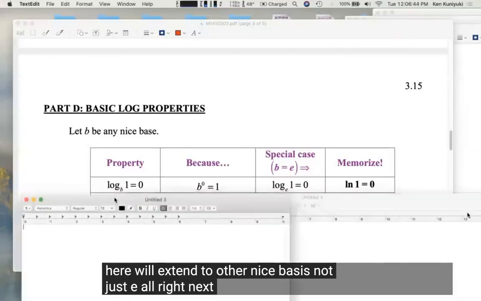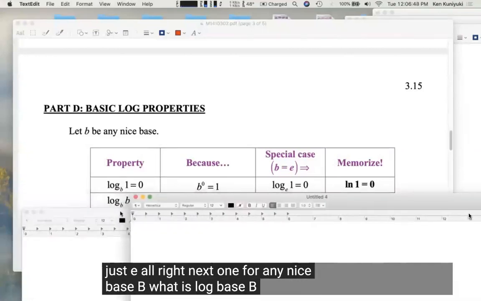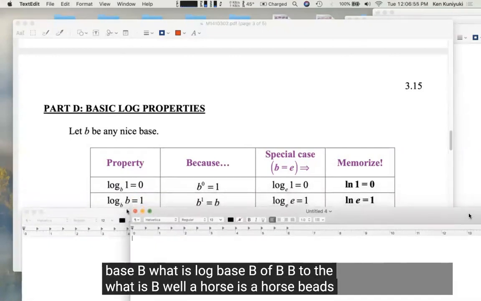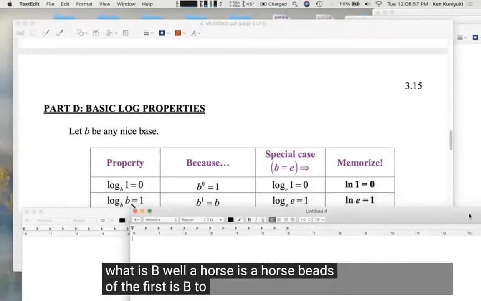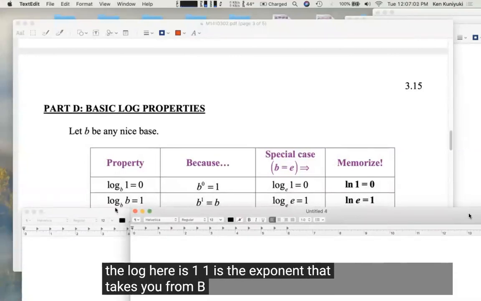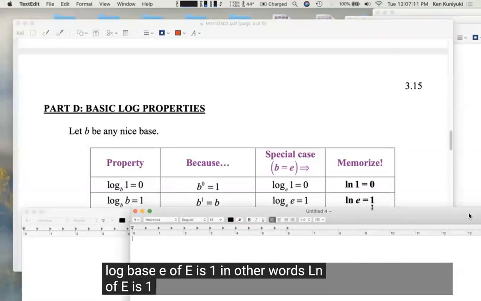All right, next one. For any nice base b, what is log base b of b? B to the what is b? Well, a horse is a horse. B to the first is b, right? So the log here is 1. 1 is the exponent that takes you from b to itself. In particular, log base e of e is 1. In other words, ln of e is 1. That's what you really memorize.